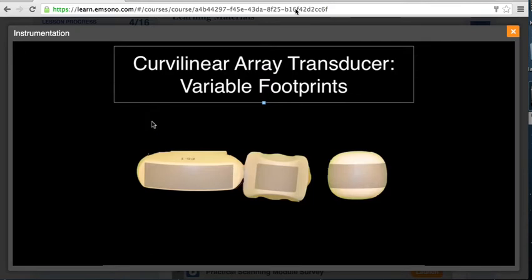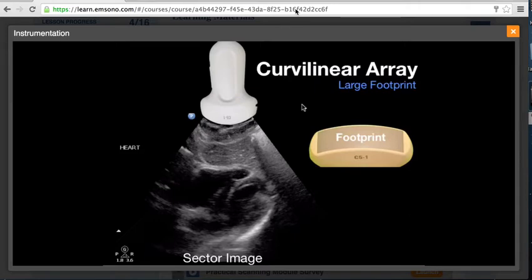Now here you can see the footprints of some of the curvilinear array transducers. This is a larger footprinted curvilinear array. This is a smaller footprinted here, and this is the footprint of the endocavitary curvilinear array transducer. Specifically, here is a large footprinted curvilinear array. This has a frequency range of 1 to 5 megahertz, so these are usually used for general abdominal or obstetrical scanning in adult patients. You can see that here's the footprint here, and these transducers will produce a sector image.